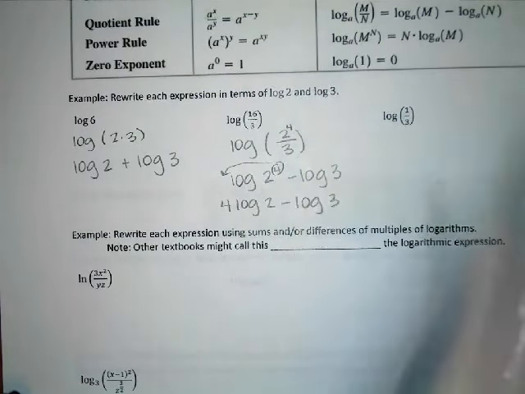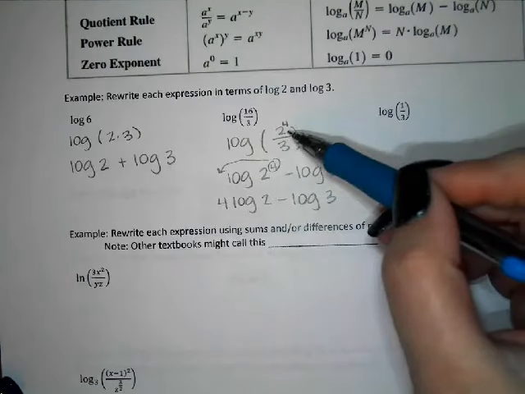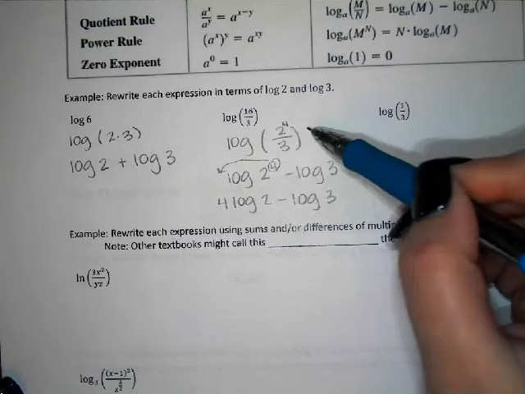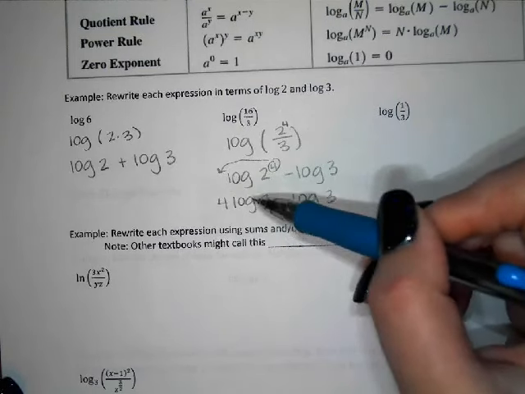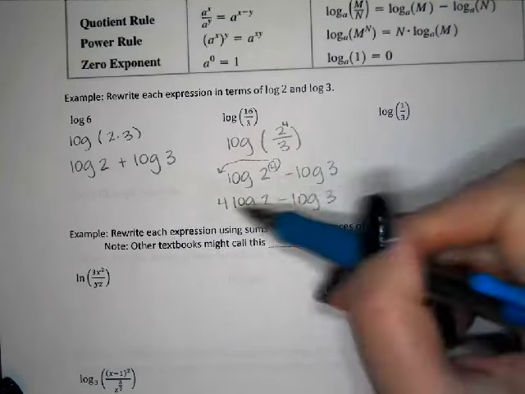And if I wanted to be really specific about it, I could say that the top was really 2 times 2 times 2 times 2, 4 times. And so that it was log 2 plus log 2 plus log 2 plus log 2, and then minus log 3, if I really wanted to do that, but I think this is fine.